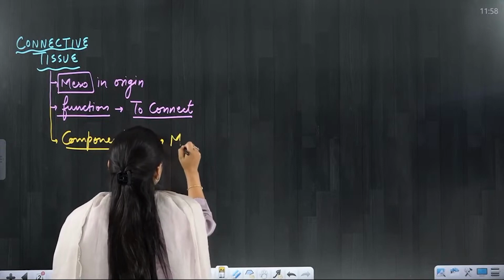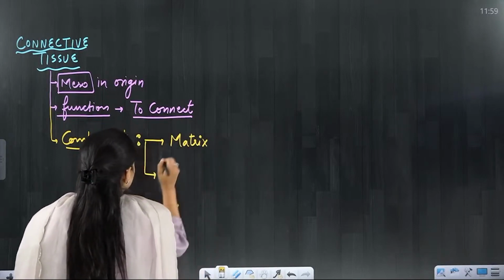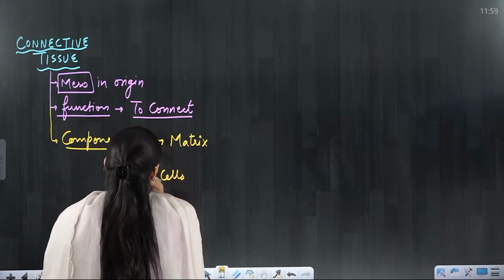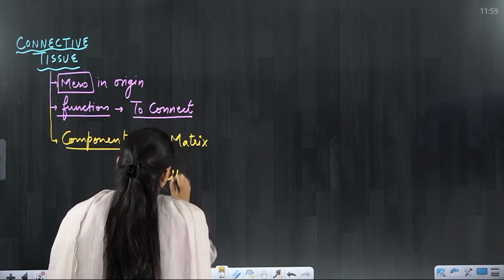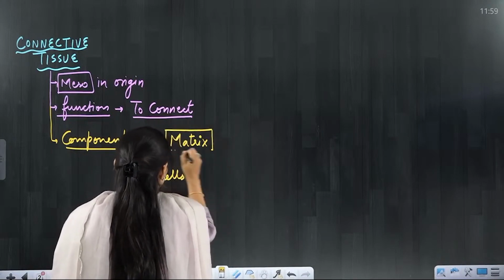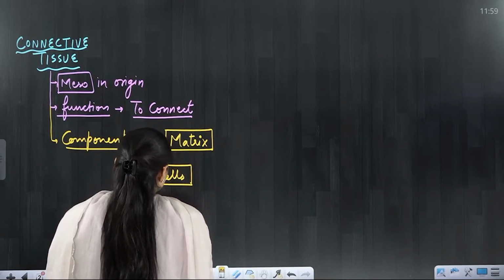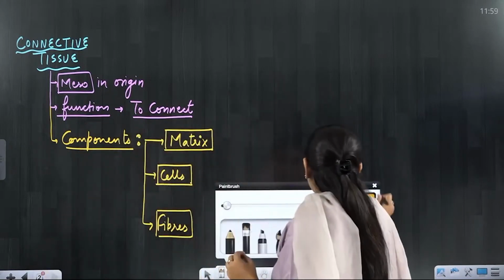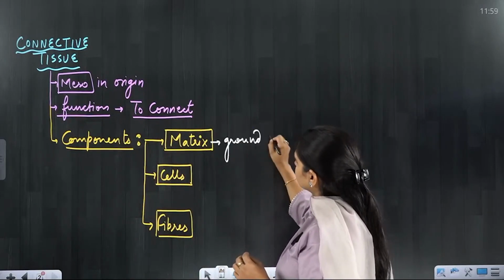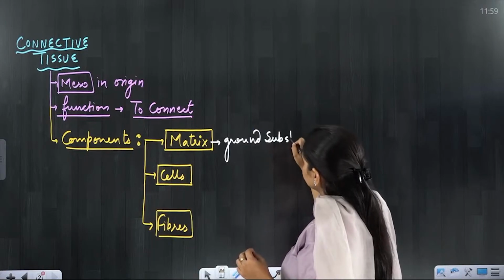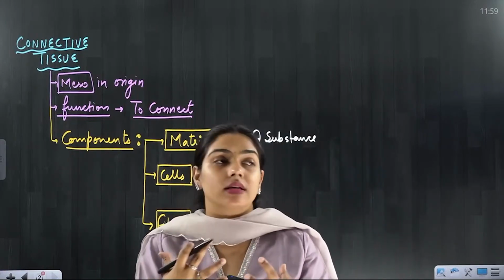One is the matrix. Another is the cells, and the other is the fibers. There are three important things in the connective tissue. One is known as matrix. Matrix can also be called ground substance. So let me explain first what is the meaning of matrix or ground substance.